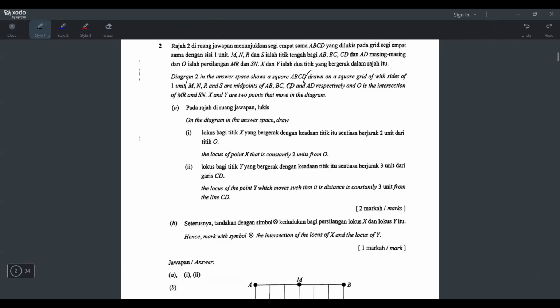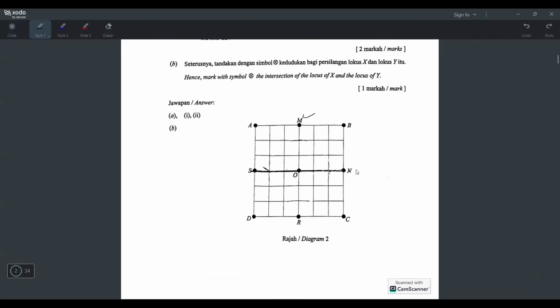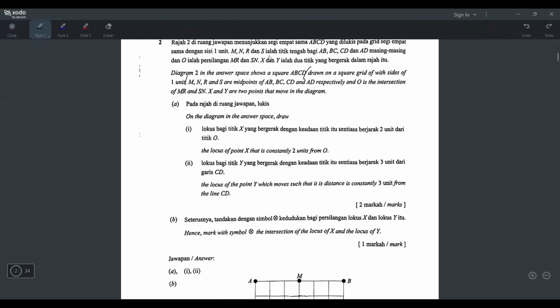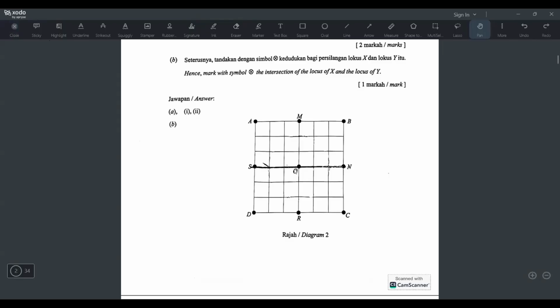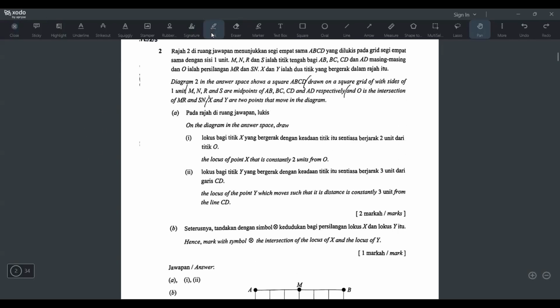MNRS are midpoints of AB, BC, CD, AD. So MNRS midpoints, let's go to the diagram. Okay, everything makes sense now. And then what else? O is the intersection of MR and SN. Okay, O in the center is the intersection of MR and SN. Not important also.